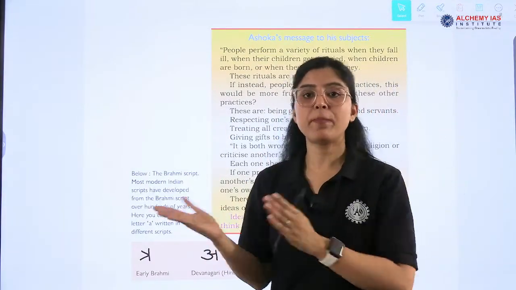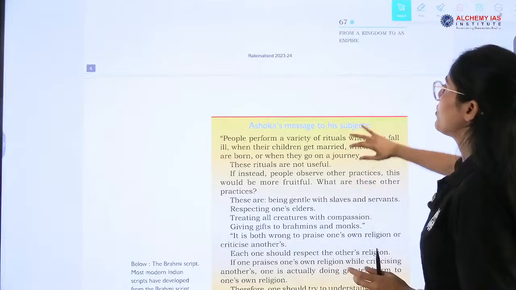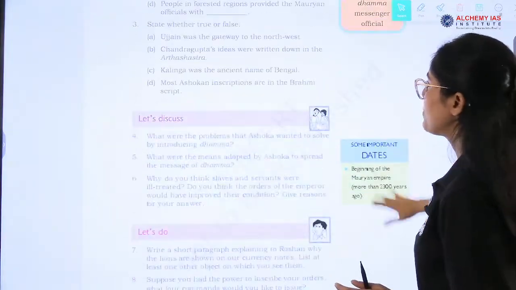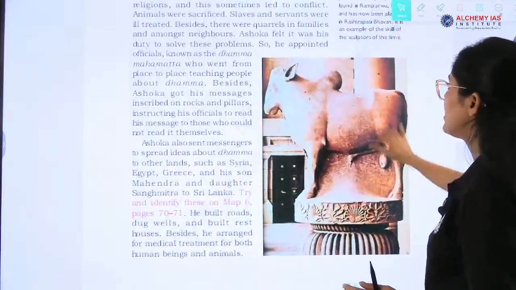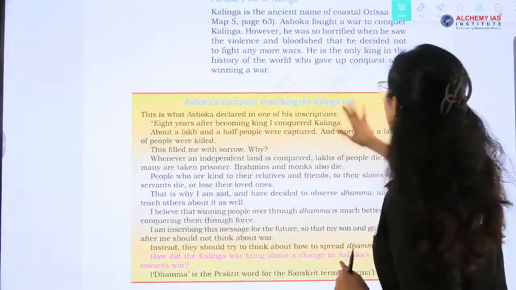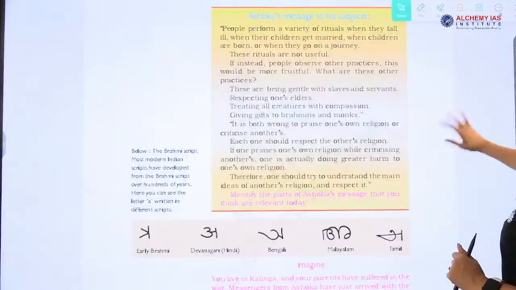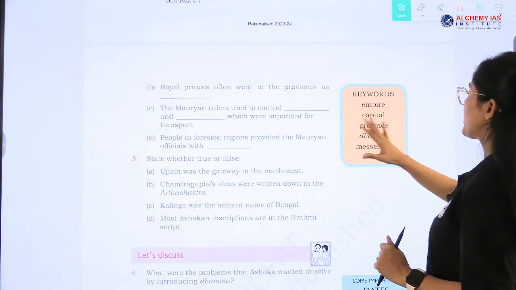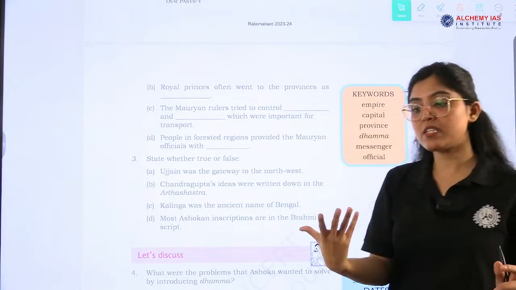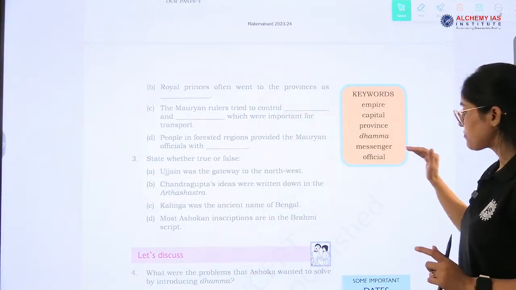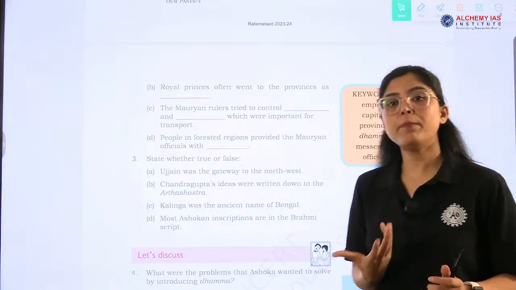All the important information that we have discussed is very relevant for the UPSC examination. This map is very important. What was the role of pillar inscriptions and everything? So try to remember all the important information and make notes. We have covered the empire, capital, provinces, which provinces were very important, and then messengers, officials, and Dhamma Mahamattas also.